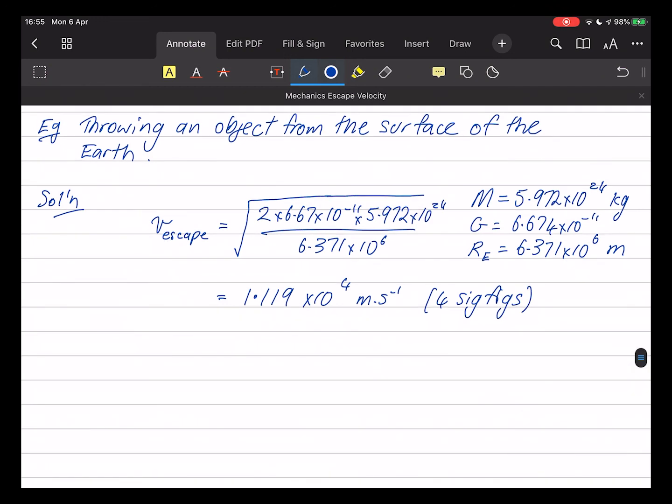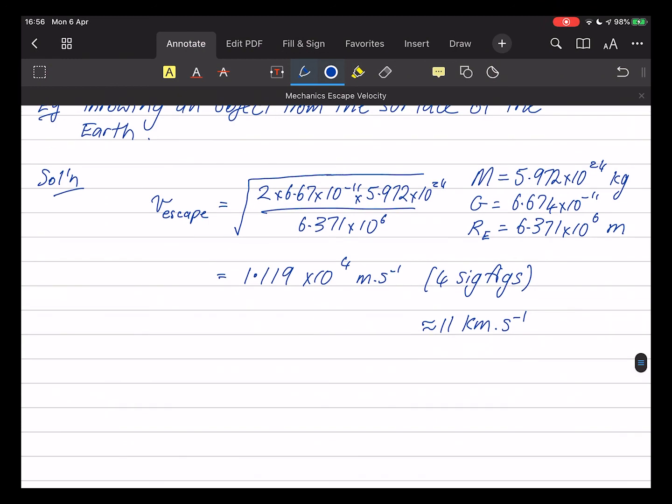And just to get that into some kind of perspective, that's about 11 kilometers per second. So you would have to throw something, flick it from the surface of the Earth at about 11 kilometers per second, or faster, to ensure that it never came back again. If the Earth was the only thing in the universe, well, the Earth and the thing that you're throwing away from it.